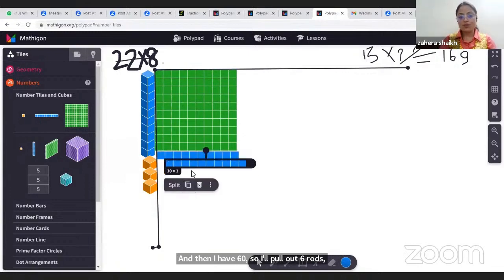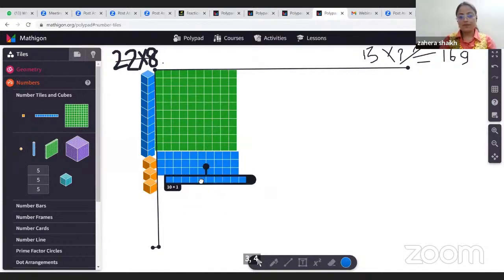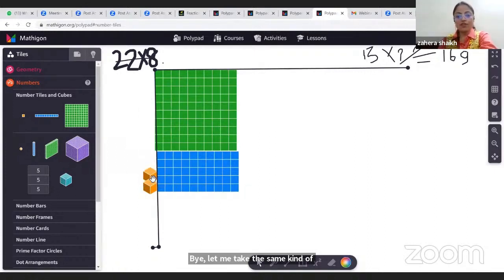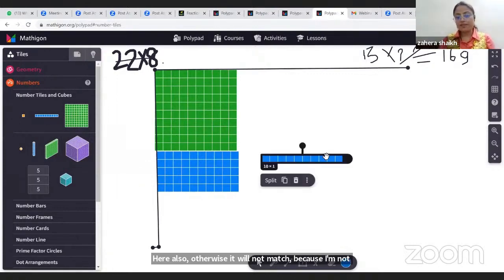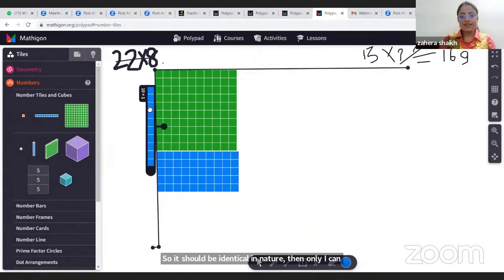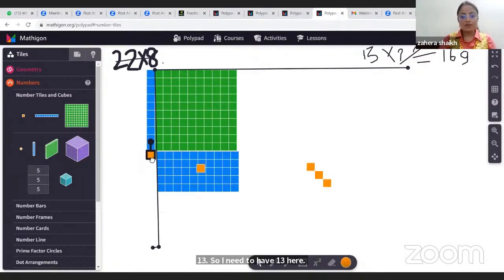1, 2, 3, 4, and 5. Let me take the same kind of visuals here also, otherwise it will not match because I'm not taking identical units, right? So it should be identical in nature. Then only can I prove that my product is accurate, or my selection of numbers is accurate. 13. So I need to have 13 here. So this is my 13.